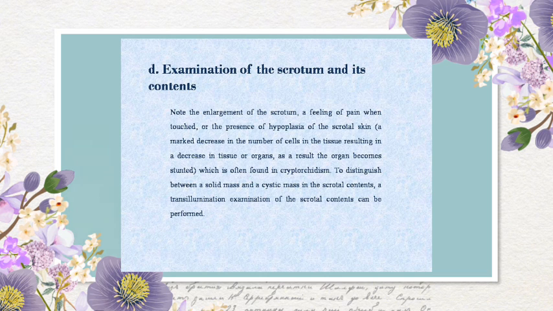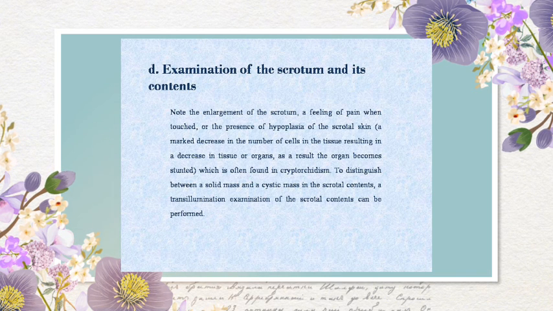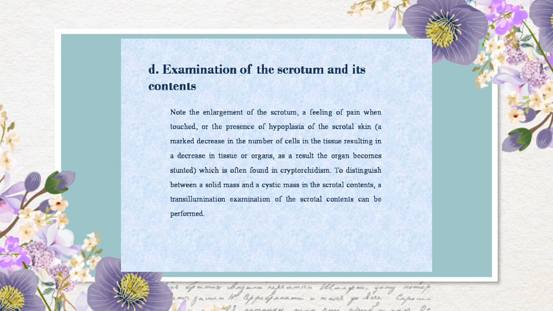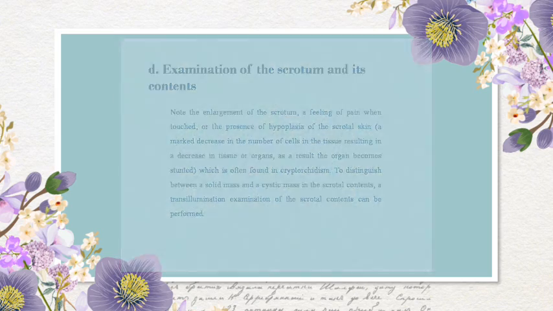Examination of the scrotum and its contents. Note the enlargement of the scrotum, a feeling of pain when touched, or the presence of hypoplasia of the scrotal skin, which is often found in cryptorchidism. To distinguish between a solid mass and a cystic mass in the scrotal contents, a transillumination examination of the scrotal contents can be performed.